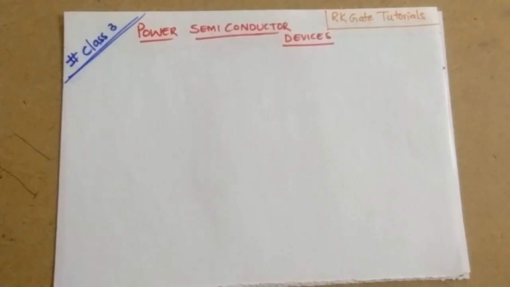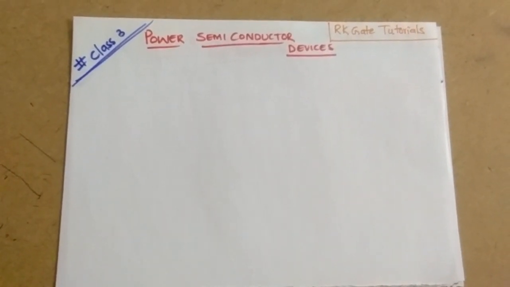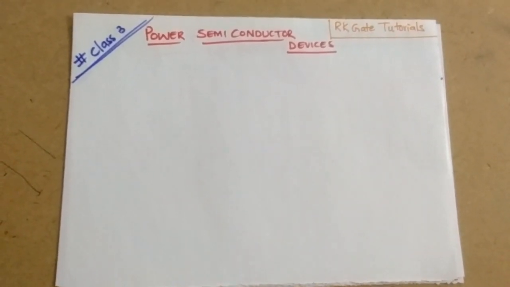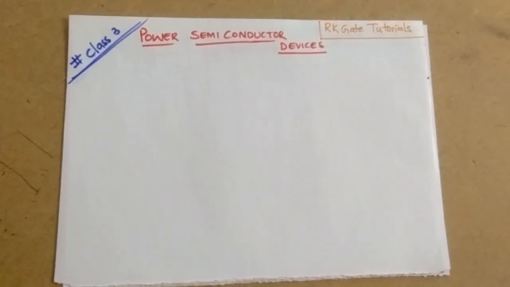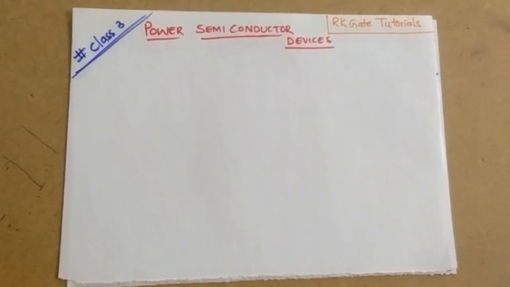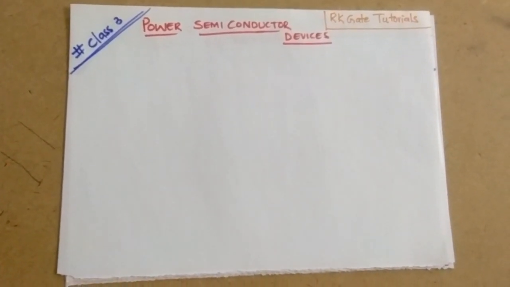Now we are in the third class. In the previous class we have studied the applications of the power electronics devices, power semiconductor devices, nothing but the power processing circuit. We have seen different applications. Now let us get into details about the power semiconductor devices. What are the different types of power semiconductor devices we discuss?